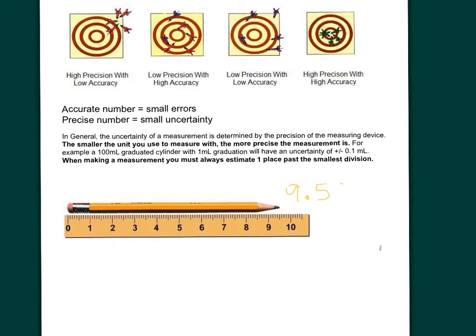You know the 9 for certain, and you know it's a 5, because it's at least there. And then your last digit has to be the guess one. It looks like it's not more than the 5, or less than the 5, so I would call it a 0. So really and truly, that number could be 9.51 or 9.49. So it could be plus or minus 0.01. That last digit could be up 1 or down 1, and that one is your guessed or estimated digit.